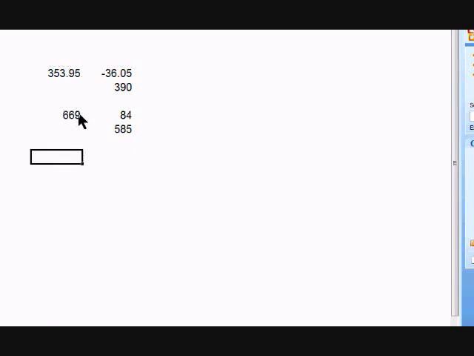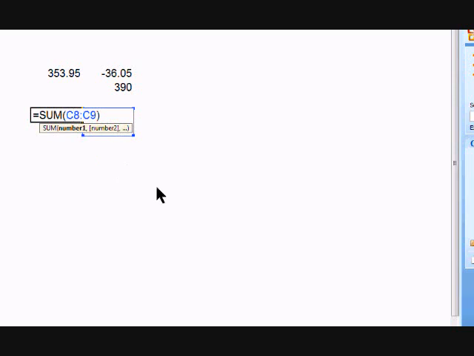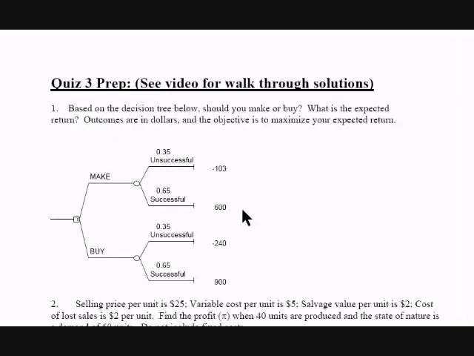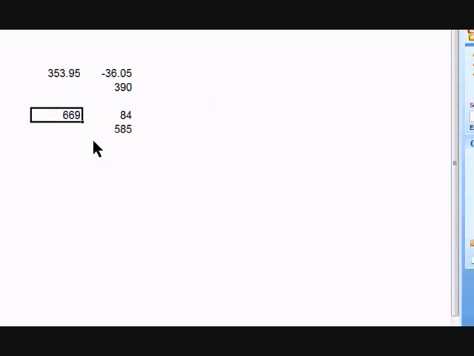And this branch of the tree down here is worth $669. So if we have a 35% chance of making this value and a 65% chance of making this value, what should we do? In this case, oh, there's a problem there. That should be a negative. I knew this didn't make sense. There we go. What we have here is a 501 versus 353.95.